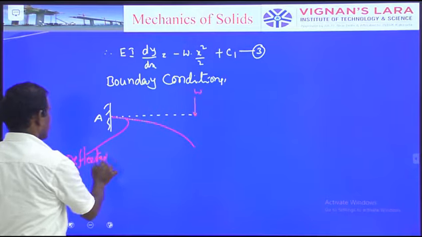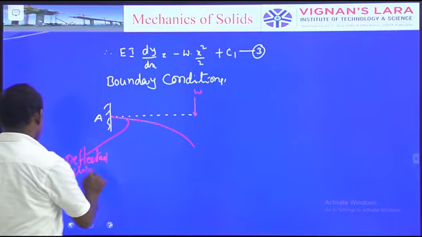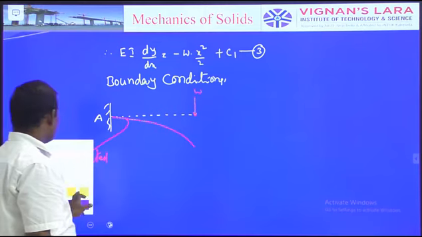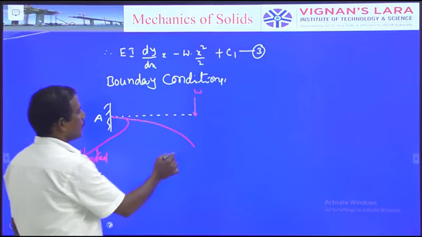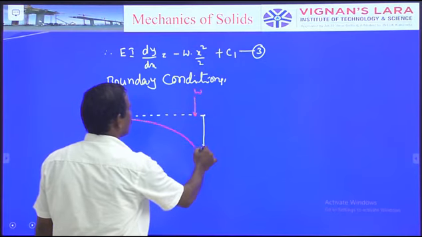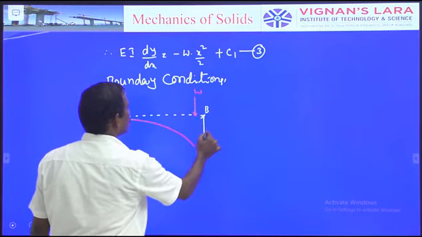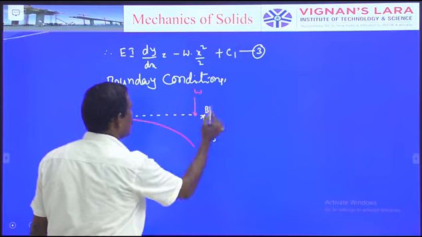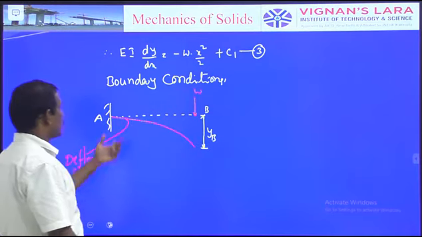This is the deflected curve, as we know. Now, what about the slope at B? This is B, and this is the deflection, YB. What about the slope?